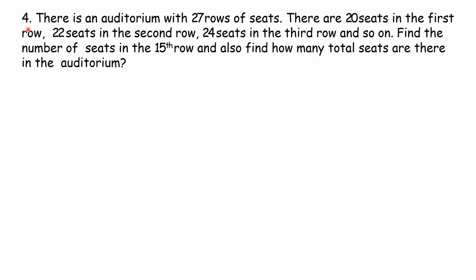Fourth example. There is an auditorium with 27 rows of seats. There are 20 seats in the first row, 22 seats in second row, 24 seats in third row, and so on. Find the number of seats in 15th row and also find how many total seats are there in the auditorium. म्हणजे प्रेक्षागृहात 27 रोज आहेत. पहिल्या रो मध्ये 20 सीट्स, सेकंड रो मध्ये 22, थर्ड रो मध्ये 24. Means here this is an AP. So write down the solution.